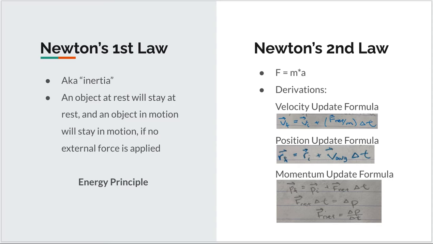The fundamental principles examined in this lab are Newton's first law, Newton's second law, and the energy principle. Newton's first law is essentially inertia and states that an object at rest will stay at rest, and an object in motion will stay in motion if no external force is applied. Newton's second law is F equals ma, which can be derived into the velocity update formula and position update formula, and these derivations will be used in the theoretical model to generate data points for the object's motion. The conservation of energy essentially states that in a closed system, even though energy may change forms, the total amount of energy will stay the same.